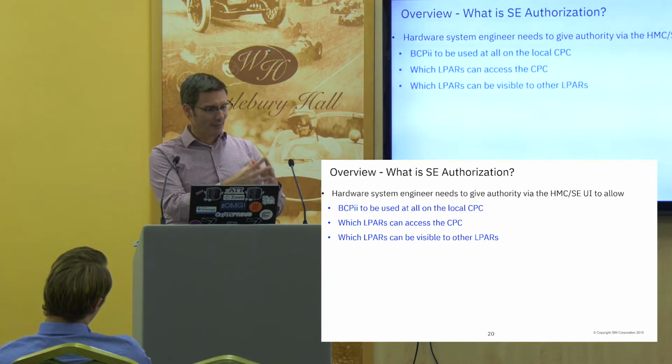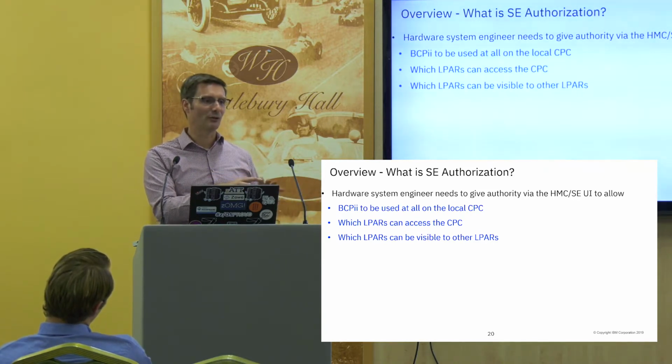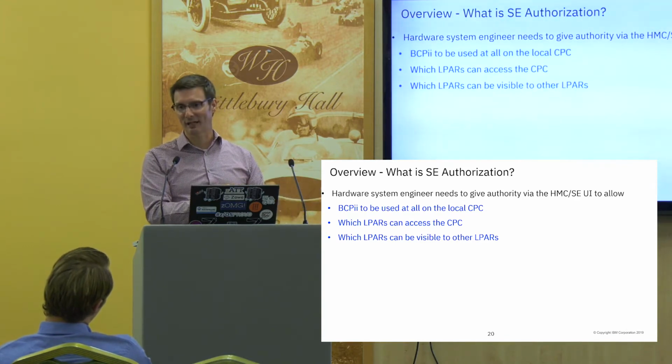So I have company A. They have a couple LPARs. Company B has a couple of LPARs. I certainly don't want company A to be able to look at company B's stuff. I certainly don't want B to be able to look at company A's stuff. It's probably in the contract that they can't look at them, right?